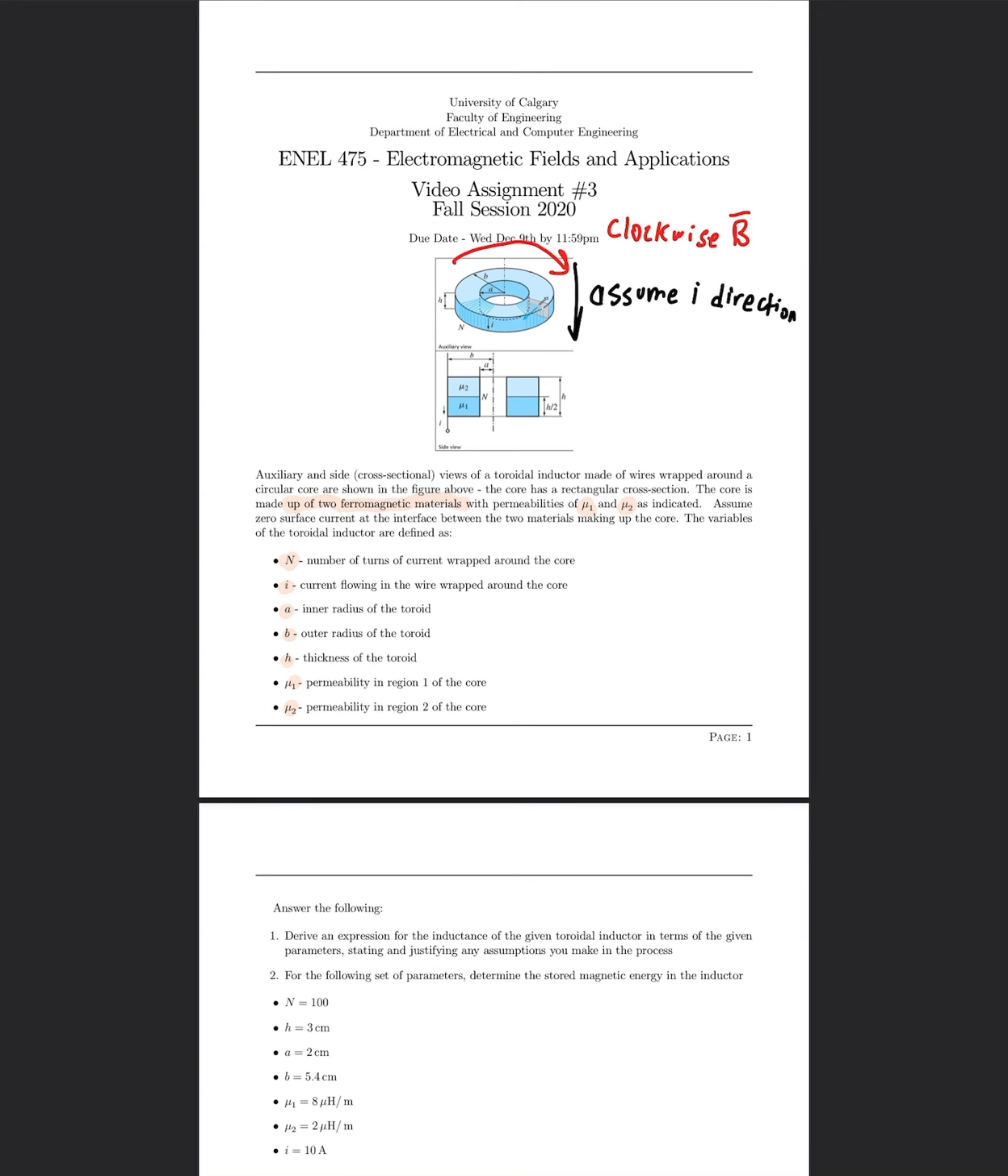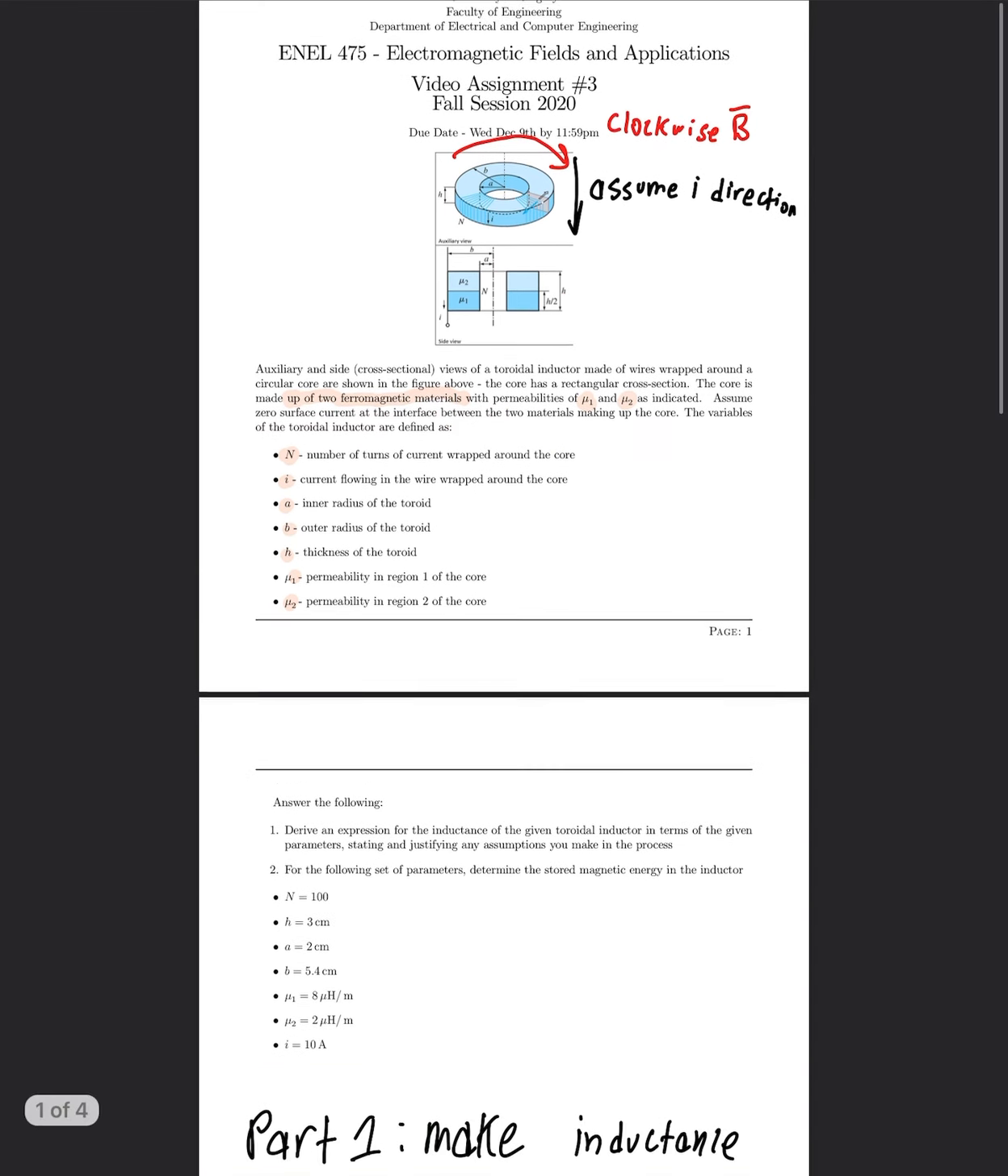So in this problem we have a toroidal inductor. It's made up of two ferromagnetic materials and it has two permeabilities, mu1 and mu2. And this is what it looks like. And as you can see, it's in a circular shape and it has a rectangular cross section. And these are the other variables that are used to define it.